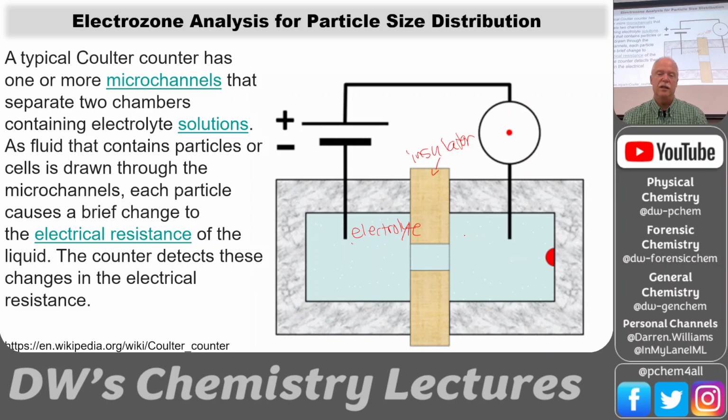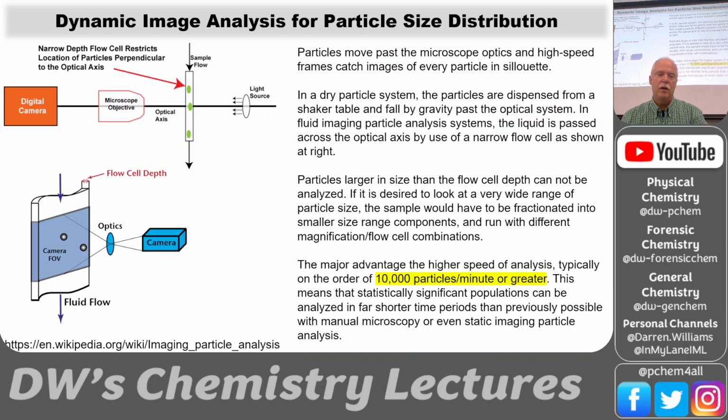But anyway, this gives us an idea, and it's a pretty fast technique. You can sprinkle your particles in there. The current will typically carry them through the hole, and you'll see, you know, a distribution come out of this equipment. Here's another cascade system. Again, you've got your sample flowing through this narrow flow cell, and here you're using microscopy or a camera to image the particles. And so this thing can count 10,000 particles per minute or greater, which is pretty amazing.